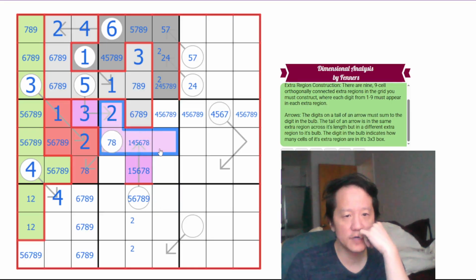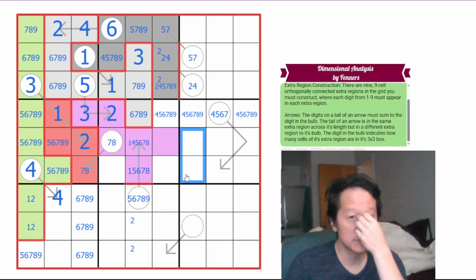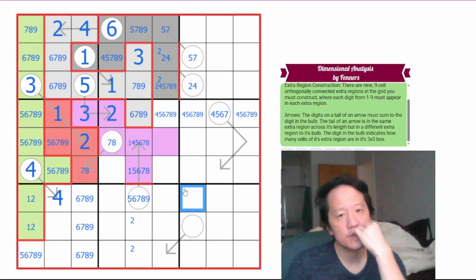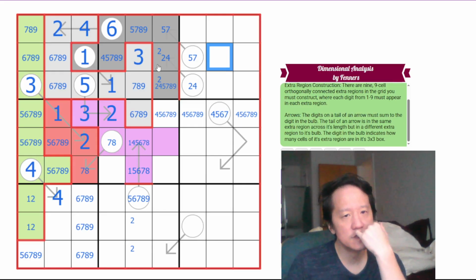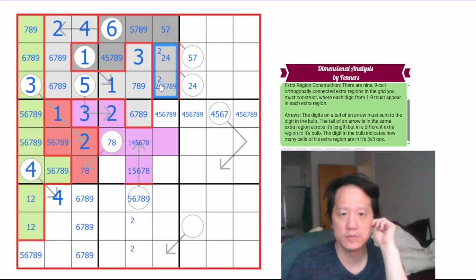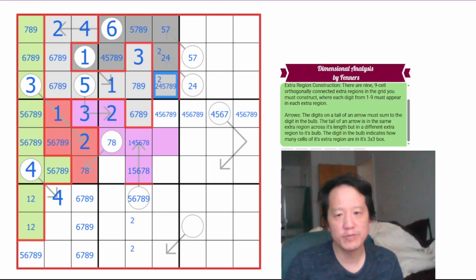It's either 7 or 8, so it could be at most 1 any other space. These are two separate regions. One of them is at most 7. So 2 has to be one of these two. We don't know which. Oh, this can't be 5.